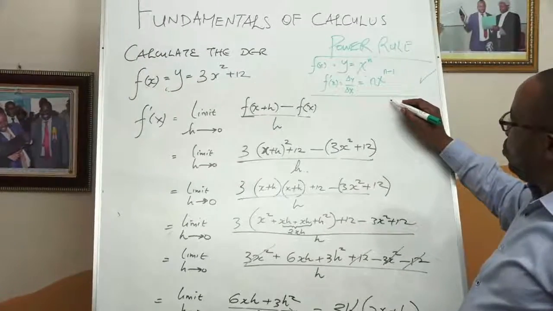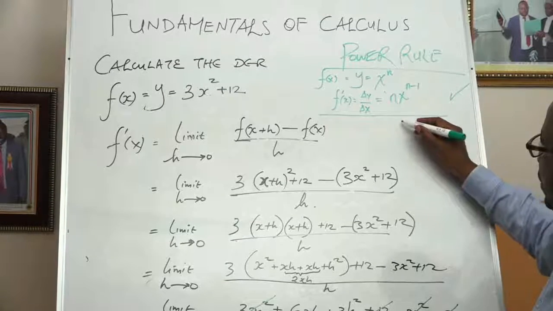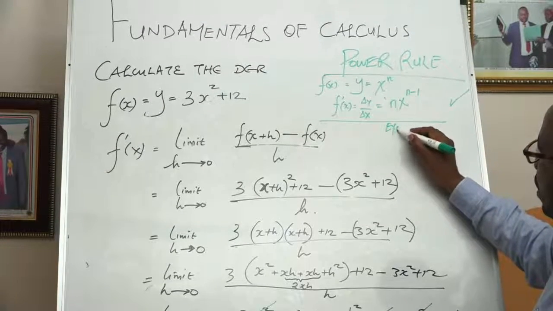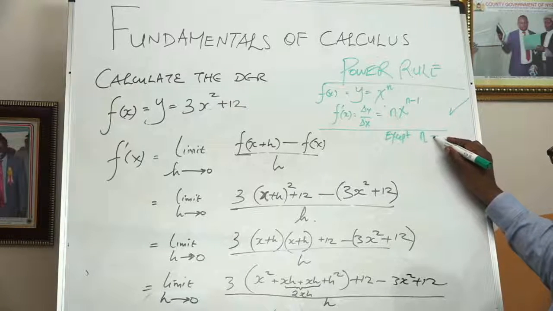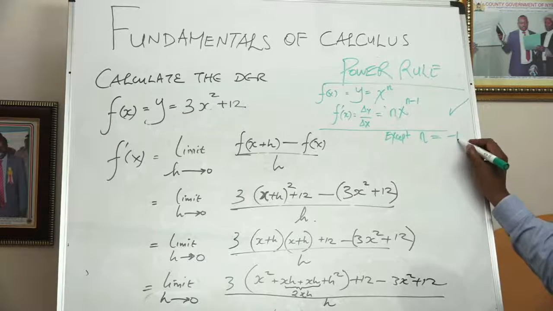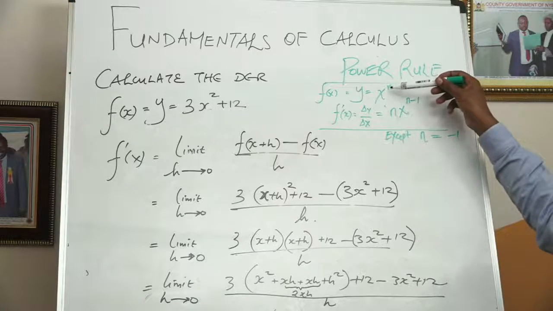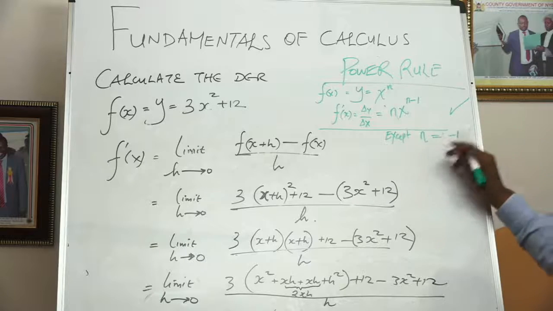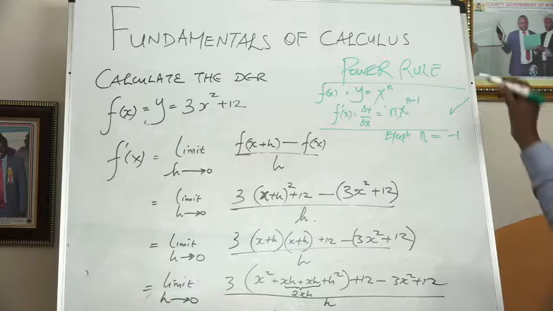This rule applies to all powers except when n is minus 1. Except when n is minus 1, because it can be minus 1. If it's minus 1, it doesn't apply. I'll show you why. The power rule.